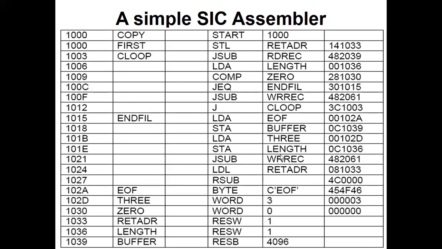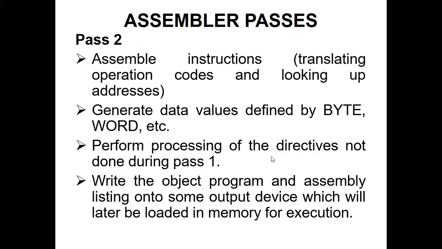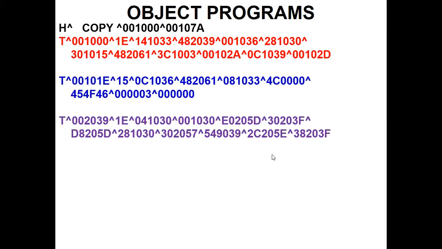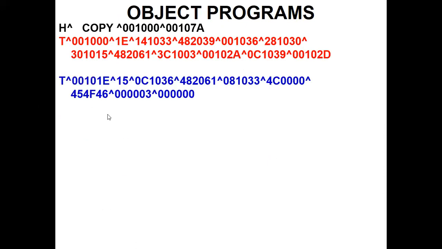So you can see the second text record. I have written it here in blue, beginning with the T, followed by the beginning address of that record, followed by the length of that record, and then we write the machine language instructions up to 000000. Do you have any question about that?